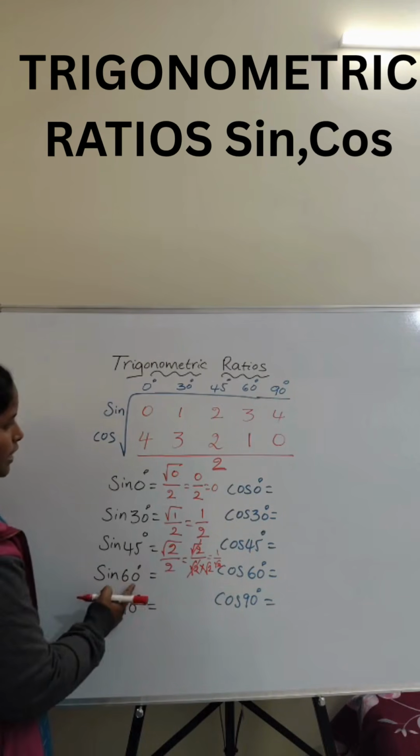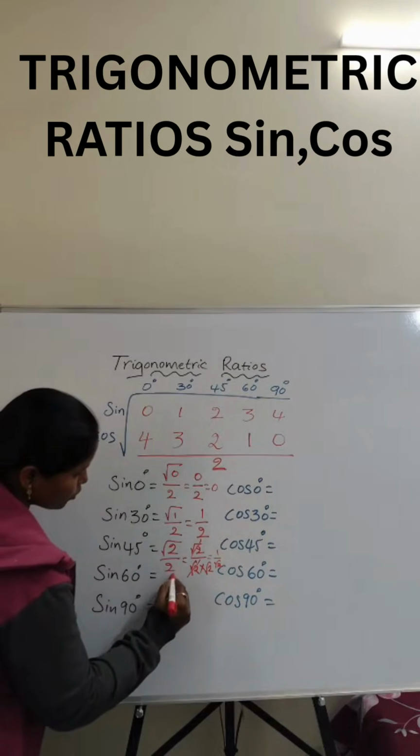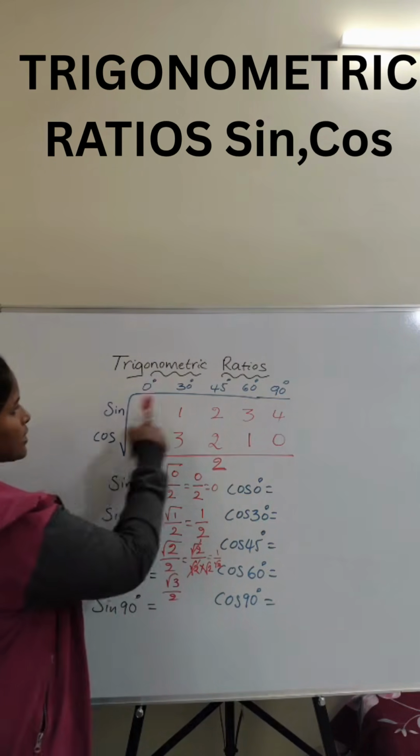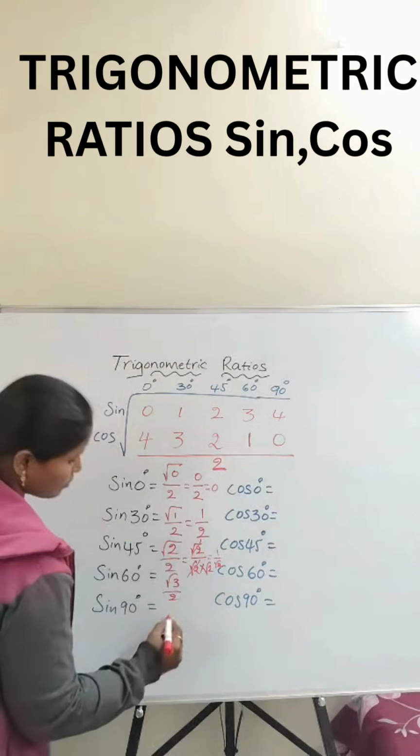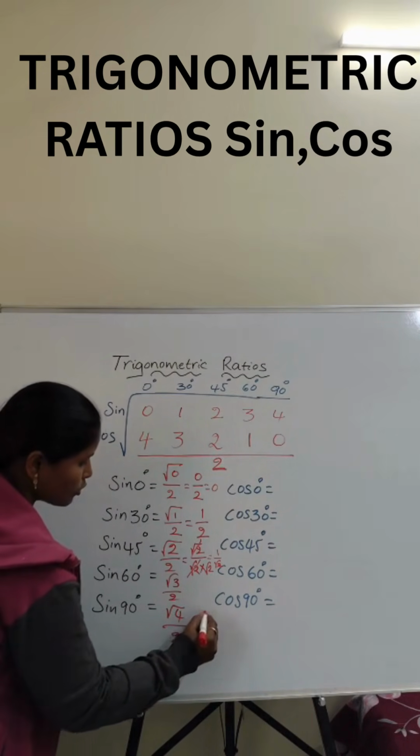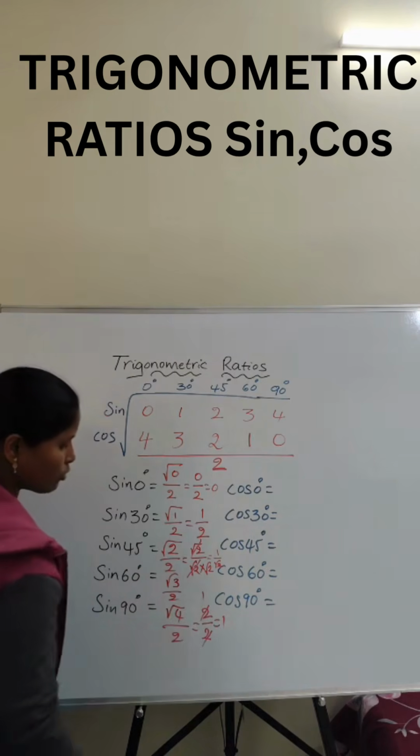Okay. Next, sine 60 degrees. Sine 60 is root 3, so root 3 by 2. Next, sine 90. Sine 90 is 4, which means root 4 by 2. Root 4 value is 2. 2 by 2 is nothing, 2 ones are 2, which is equal to 1.